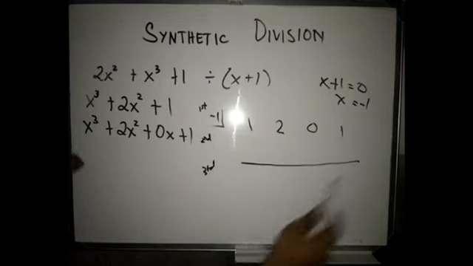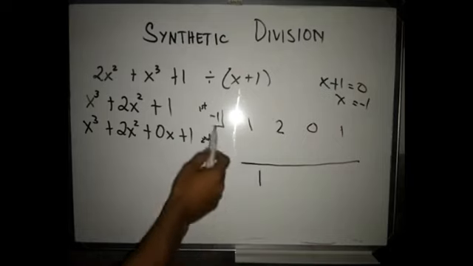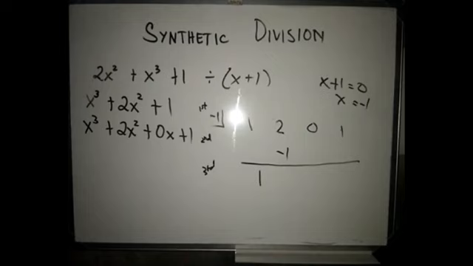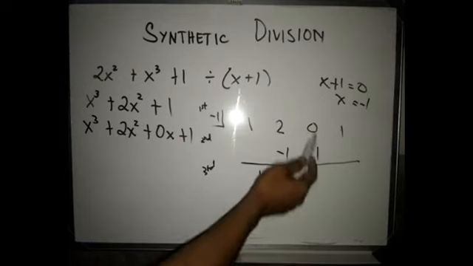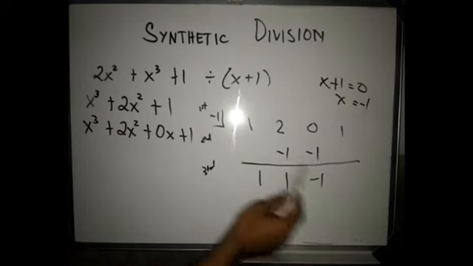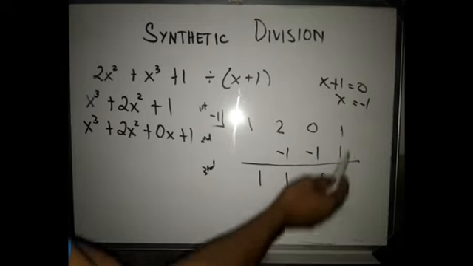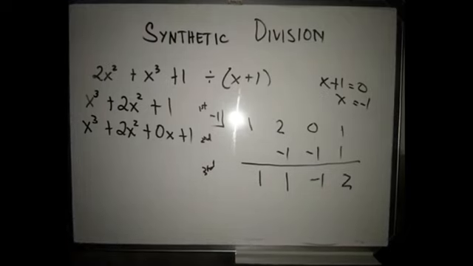So we bring down the leading coefficient, 1. 1 times negative 1, negative 1. 2 plus negative 1, 1. 1 times negative 1, negative 1. 0 plus negative 1, negative 1. Then negative 1 times negative 1, that is 1. So 1 plus 1, that is 2.